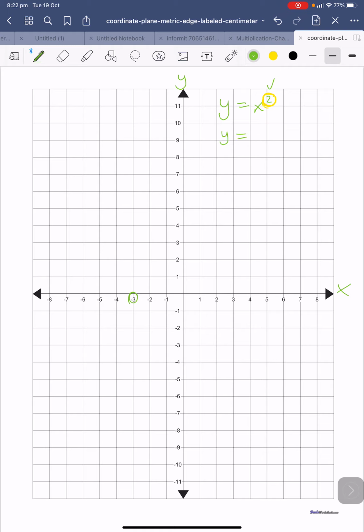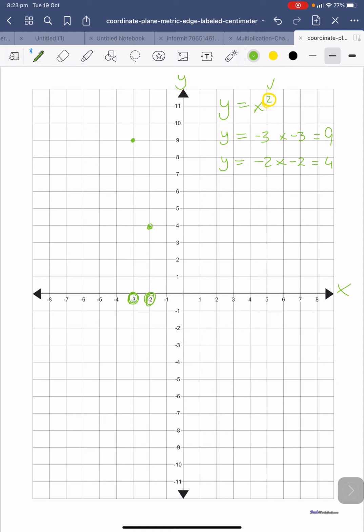Y is equal to x, which in this case is negative 3, squared. So that's negative 3 times negative 3. Negative 3 times negative 3 is going to be 9, because remember, a negative times a negative is a positive. So let's find our value, and there it is. Let's do this again with the x value of negative 2. Y equals negative 2 squared, which is negative 2 times negative 2, equals 4. So when our x value is negative 2, our y value is going to be 4.